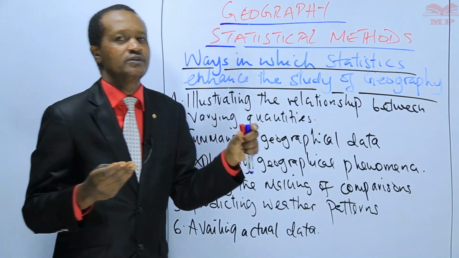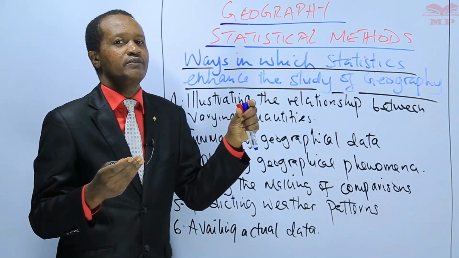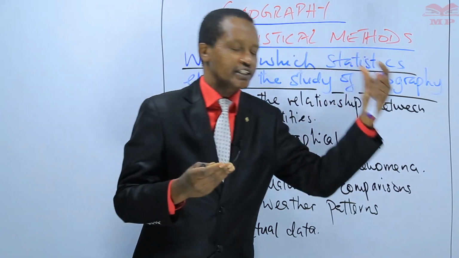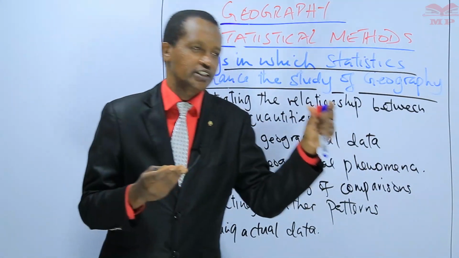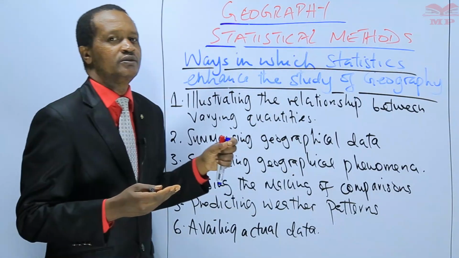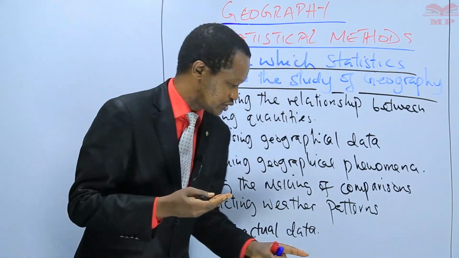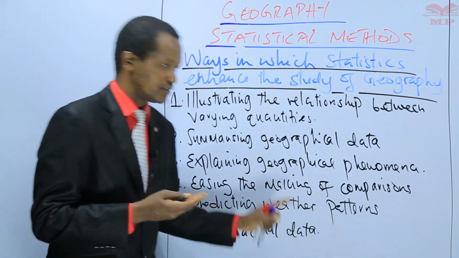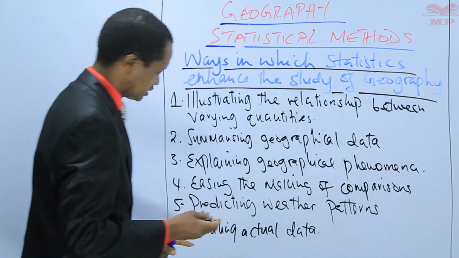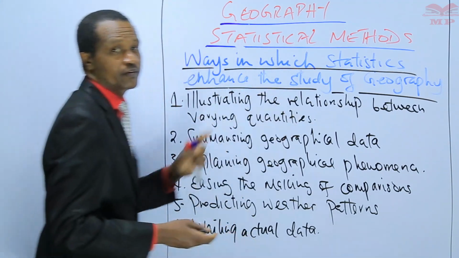that, for example, another example, is more appropriate to state that a place registered an average temperature of, say, 40 degrees centigrade than saying that a place is very hot. Okay, because very hot is relative. But through statistics, it's possible to have actual data. It's better to work with actual data than generalized data. This is one way in which statistics enhances the study of geography.